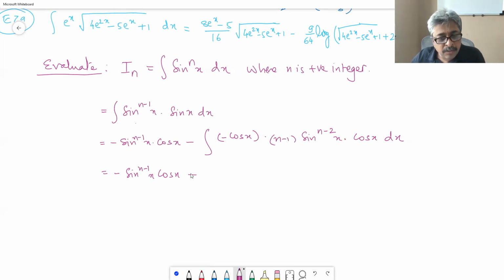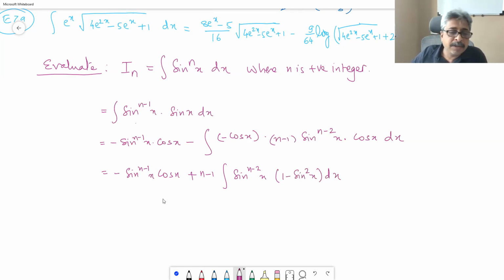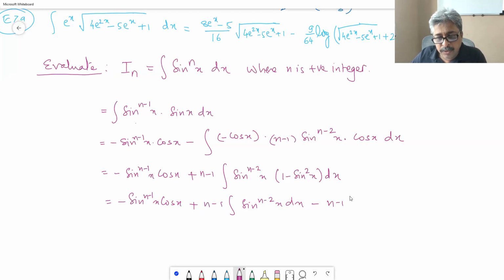Now what have you got? Minus sign, so this becomes plus. Cos becomes cos square. N minus 1 is a constant. Integral sine n minus 2 x cos square x can be written as 1 minus sine square x dx. Right? Is equal to minus sine raised to n minus 1 x cos x plus n minus 1 integral sine n minus 2 x dx, minus n minus 1 integral, what do you get? Sine raised to n x dx, which is same as what is being given to us.